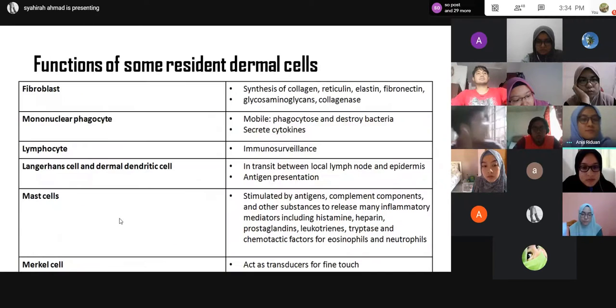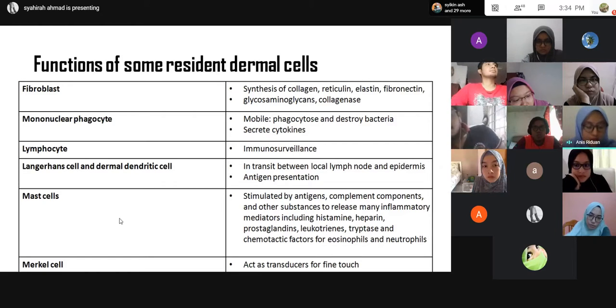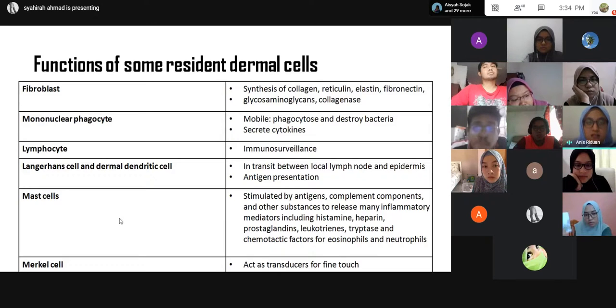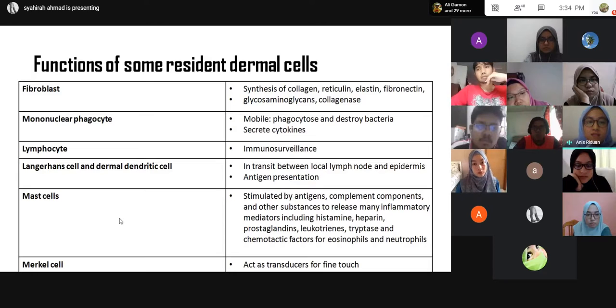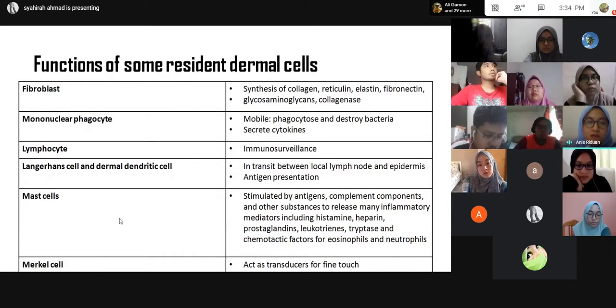So next. Besides the cells I explained earlier, there are also small numbers of resident transitory cells such as lymphocytes for immune surveillance, Langerhans cells and dermal dendritic cells for antigen presentation, and also the Merkel cells, which act as transducers for fine touch.